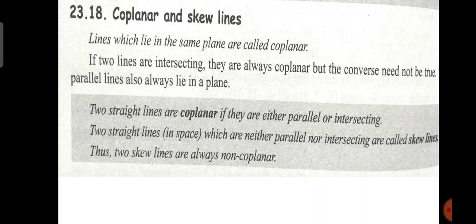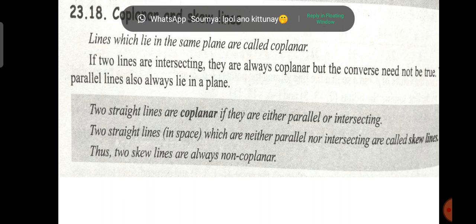Next are coplanar and skew lines. What are coplanar lines and what are skew lines? The lines which lie in the same plane are coplanar lines. You are familiar with collinear points, which lie in a straight line. The points which are in a straight line are collinear.